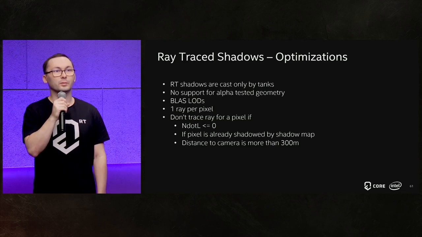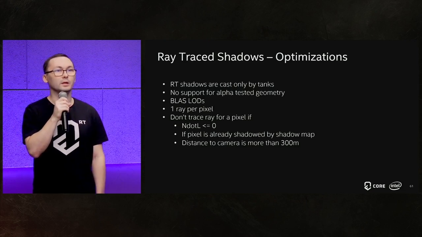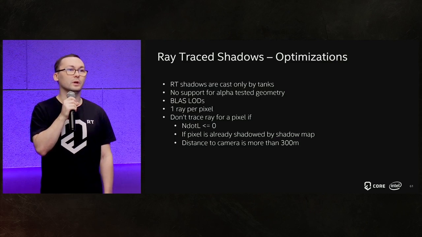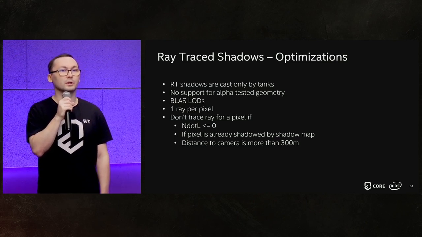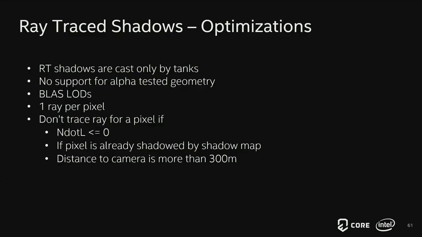We currently do not support alpha-tested geometry, which speeds up ray tracing because we don't need to store UV and look up textures. We also use LODs for blast that correspond to the correct LOD drawn on the screen, and this helps to avoid self-shadowing artifacts and improves performance since there are fewer triangles. We also just shoot 1 ray per pixel, which is enough with a proper denoiser.